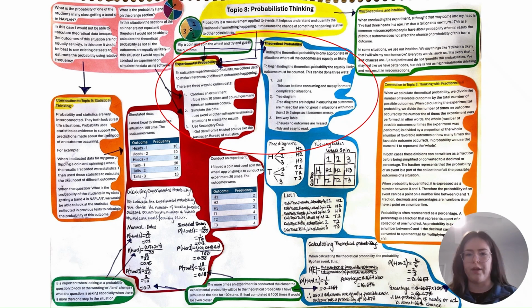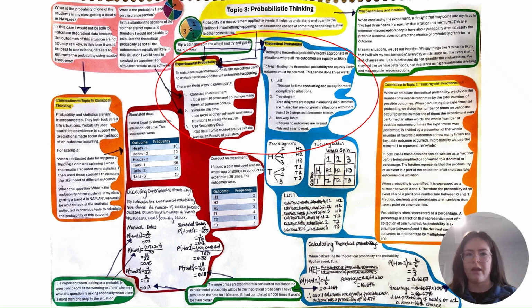Theoretical probability is only appropriate in situations where all outcomes are equally as likely. To begin finding theoretical probability, the equally likely outcomes must be counted. This can be done by listing the possible outcomes, drawing a tree diagram, and a two-way table. I prefer a two-way table as it ensures that no outcomes are missed and it is tidy and easy to read.